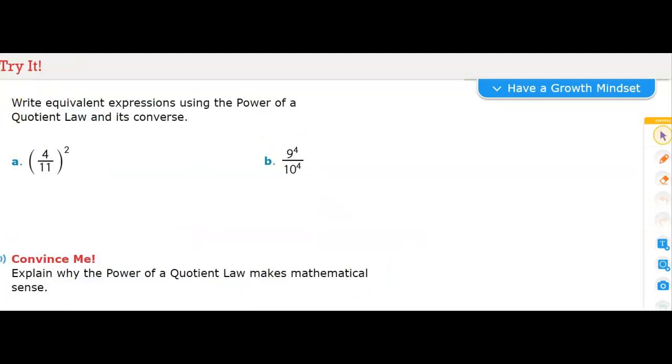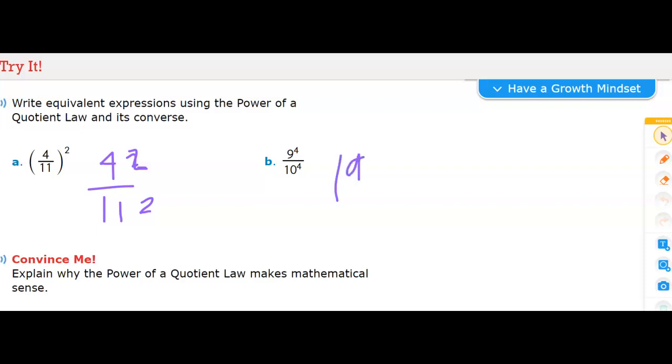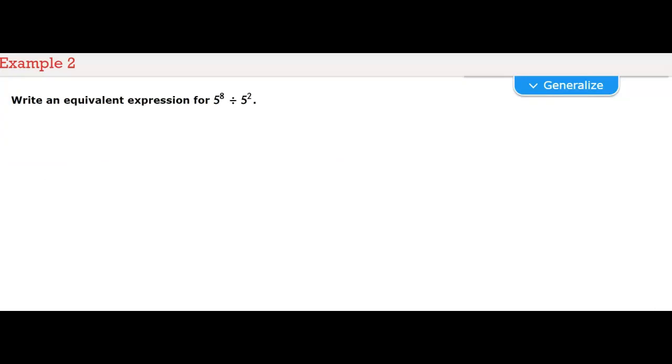Write equivalent expressions using the power of a quotient law and its converse. So here we will have 4/11, and they both are to the power of 2, and then we have 9/10 to the 4th power, and you just rewrite 9/10 to the 4th power. Simple as that. Write an equivalent expression for 5 to the 8th power divided by 5 squared.